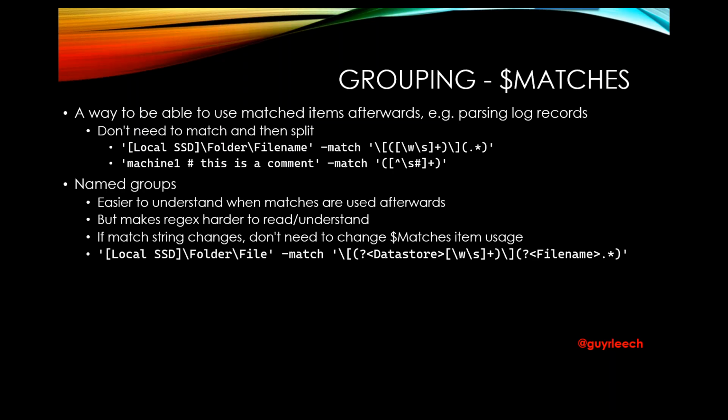Yeah, there we go. So here's the previous example of that VMware data store being matched. What I've got there is the question mark and then the name of the match in these less than, greater than chevrons or whatever you want to call them. So similar to the previous regular expression, but this time this question mark less than datastore greater than is naming that match. So I can actually refer to $matches.datastore as a string later, or $matches.filename as a string.